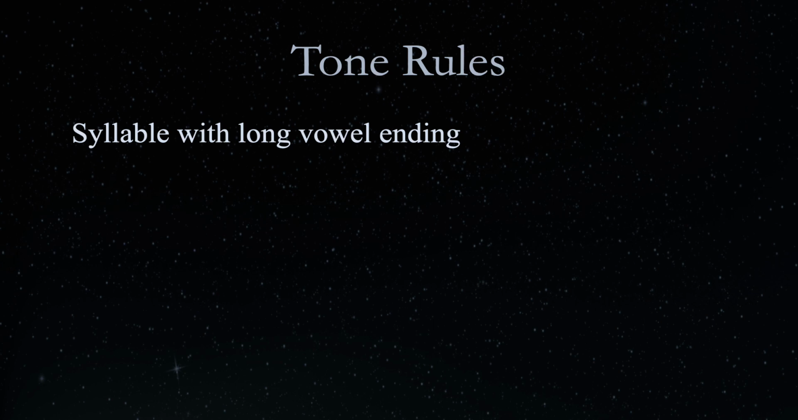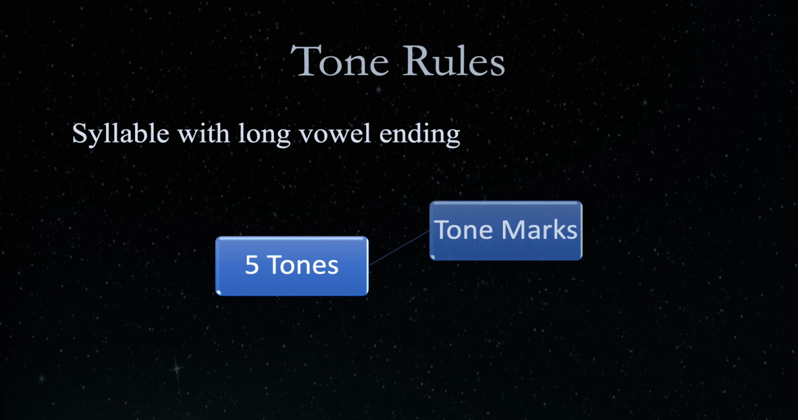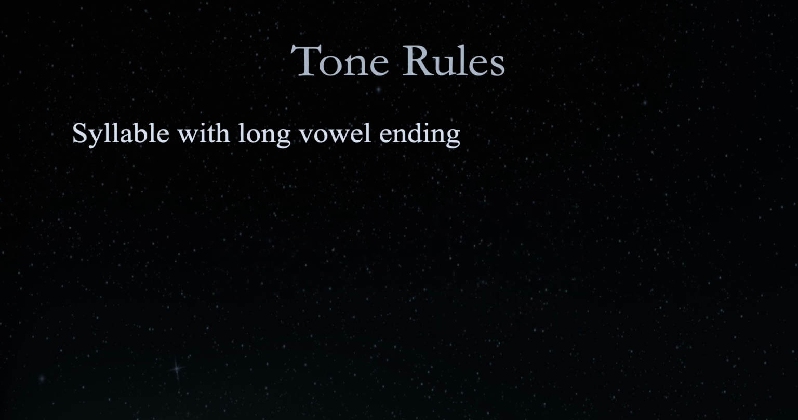Every syllable in Thai has one of 5 tones. The tone of a syllable is not arbitrary but determined by tone marks or tone rules. The tone marks have a higher priority, so the tone rules only apply when there is no tone mark in the syllable. In this video, we will look at the tone rules for a syllable ending with a long vowel sound. The tone rules based on live and dead syllables will be discussed in an upcoming video.